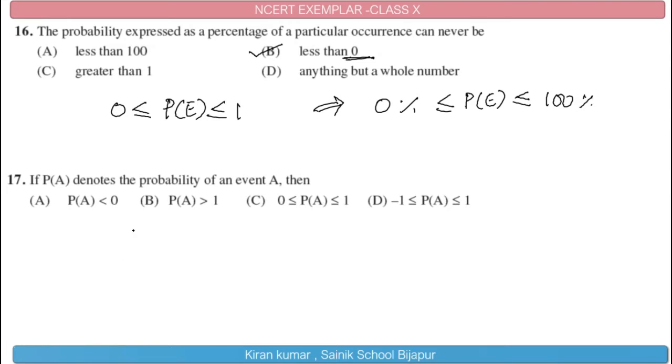Question number 17. If probability of A denotes the probability of an event A, then the value lies between 0 and 1. Option C is the right answer.